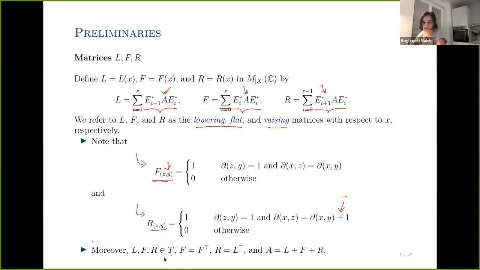So these matrices, as I mentioned, are all in our Terwilliger algebra. The transpose of the flat matrix is itself, and the transpose of the lowering matrix is equal to the raising matrix. And it is not hard to see that they all sum to the adjacency matrix of our graph.